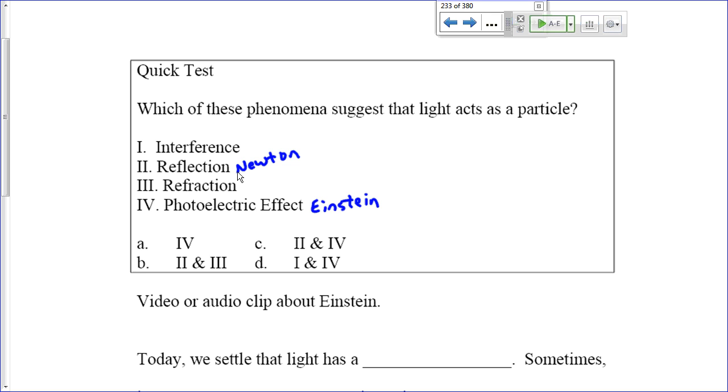And then also these others, this is Thomas Young, interference. We'll get into this quite a bit in chapter 8. And then refraction was Huygens. And each of them was right, by the way. All of these various attributes of light are true, they occur, and they also represent either wave or particle-like qualities of light.